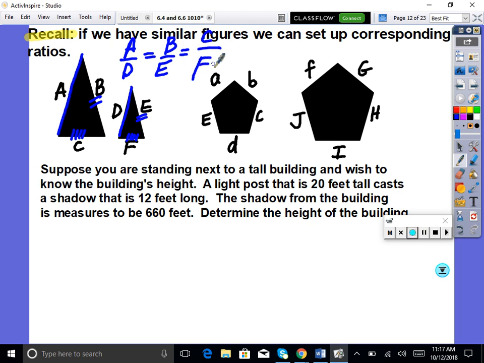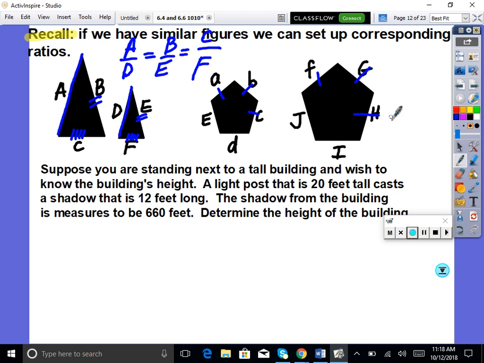Now, here's one thing you just have to remember. You have to stay consistent. Did you see how I went from big to small? I got to stay consistent. So I couldn't go A over D is equal to E over B. That would be switching it. You got to stay consistent. Big to small, big to small. Okay, so what would my corresponding ratios be here? A over F is equal to B over G, right? Is equal to C over H, and so on.